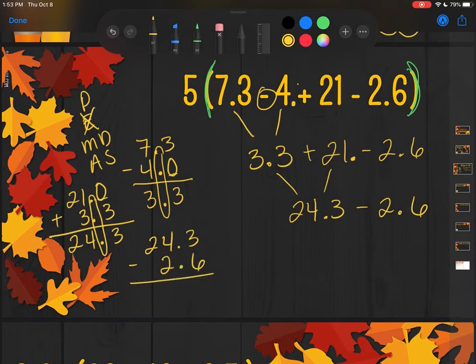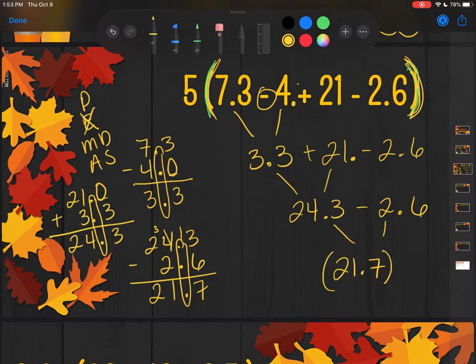So let's do that. 24.3 minus 2.6. Well, I've got to borrow. 7. Make sure your decimals are lined up, which they are. And I get 21.7. So now remember, this entire parentheses, my whole parentheses, when I solved it, came down to 21.7.